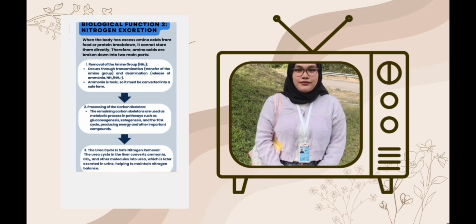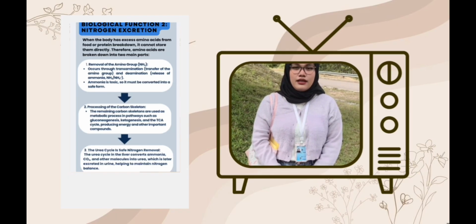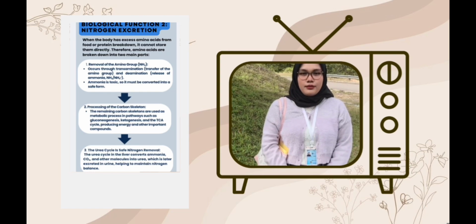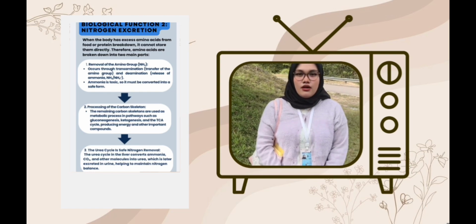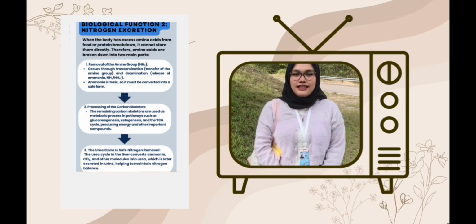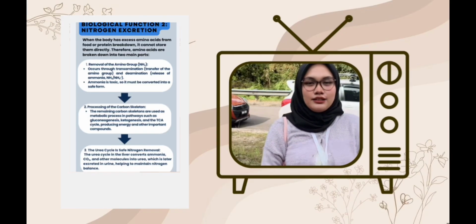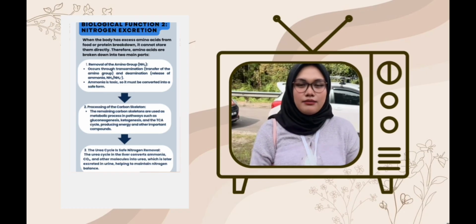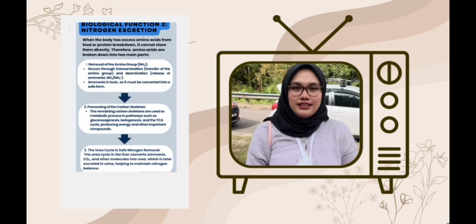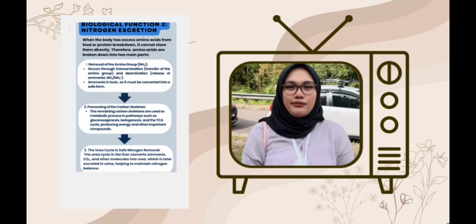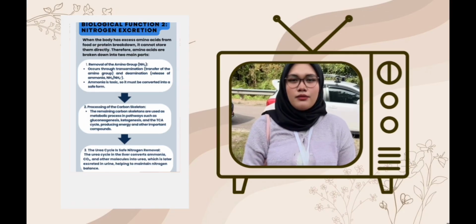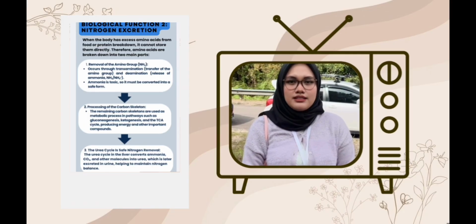When our body has too many amino acids and cannot store them anymore, our body will break them into 3 parts, which is the removal of amino group, the carbon skeleton, and the urea cycle. So let's look at part 1, which is the removal of amino group. This part has two processes, which is transamination and deamination. Since amino acid is toxic, our body converts it into a safer form.